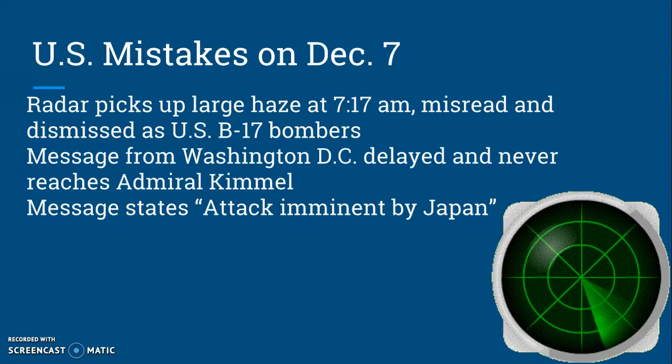A letter from the government in Washington, D.C. to Admiral Kimmel of the U.S. Navy was also delayed and never arrived, and we intercepted a message from the Japanese, and the message that we sent to Kimmel was, quote, an attack was imminent by Japan. Pearl Harbor attack would have been handled much better if these mistakes weren't made by the U.S. because we could have launched a counterattack much quicker than we did.